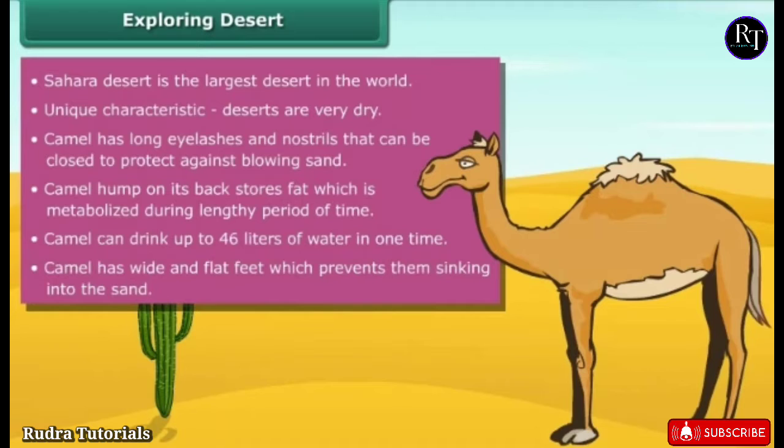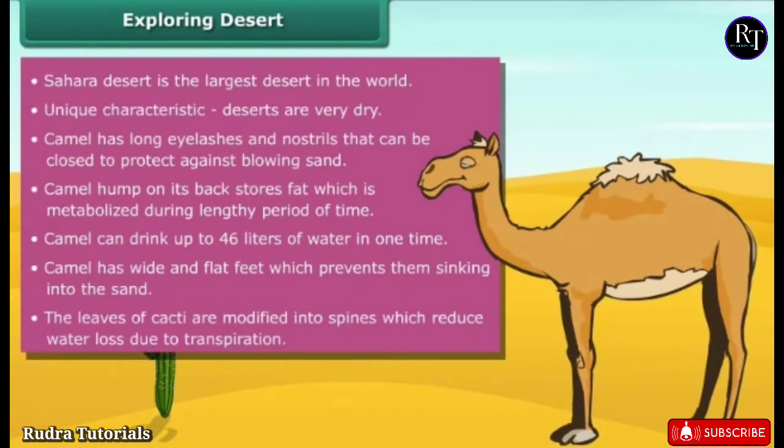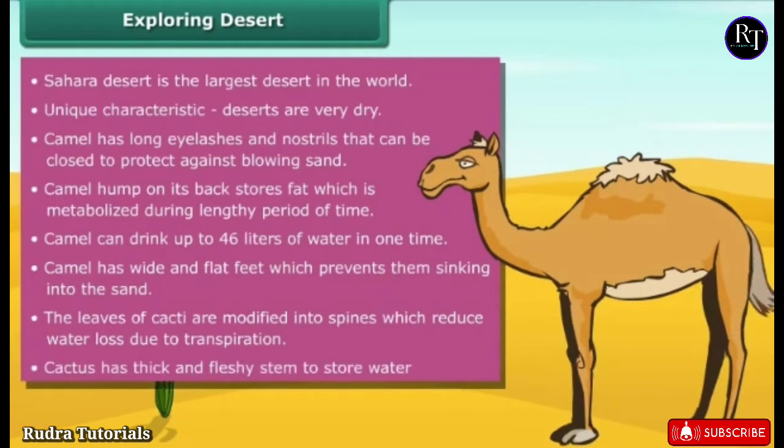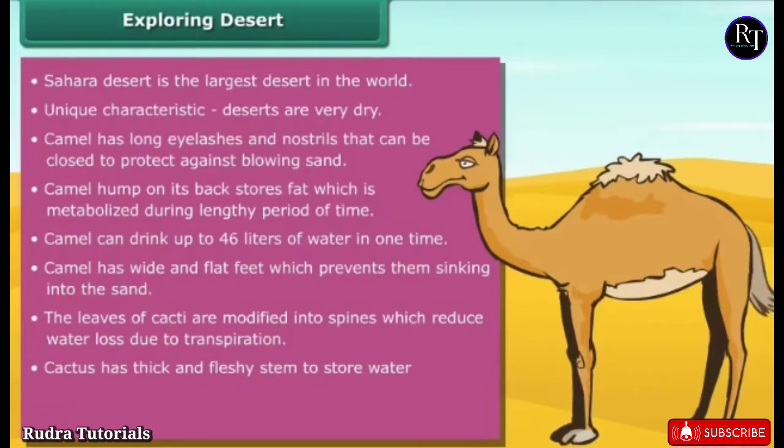Similarly, plants like cacti also show various adaptations to survive in dry and hot environments. The leaves of cacti are modified into spines, which reduce water loss due to transpiration. Cactus has a thick and fleshy stem to store water. Roots of the desert plants deeply penetrate into the soil to absorb water.